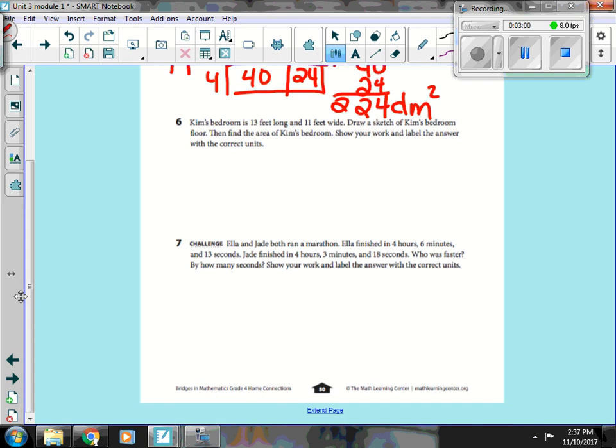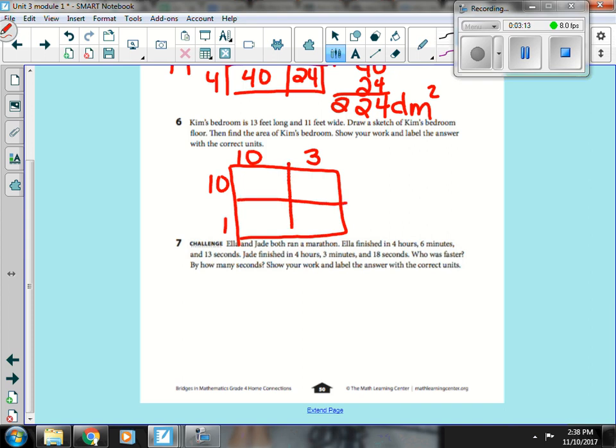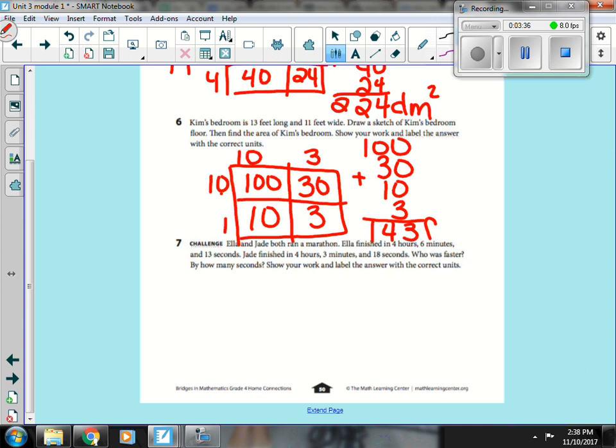Number 6. Kim's bedroom is 13 feet long by 11 feet wide. So we're going to draw it and find the area again. So 13 is 10 and 3, and 11 is 10 and 1. And again, my 10 goes all the way across, so 10 times 10 is 100. 10 times 3 is 30. Now my 1 goes all the way across. 1 times 10 is 10. 1 times 3 is 3. And I'm going to add up the parts again. So 3, 4, 1. So 143 feet squared.